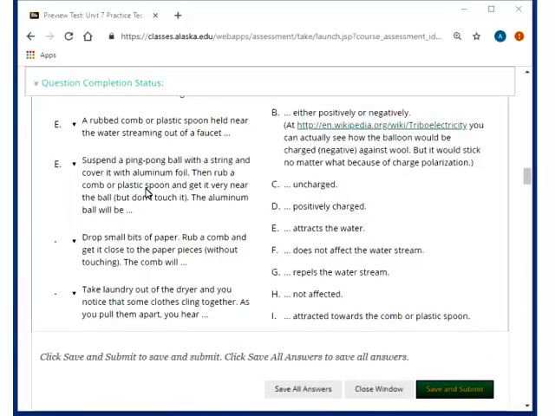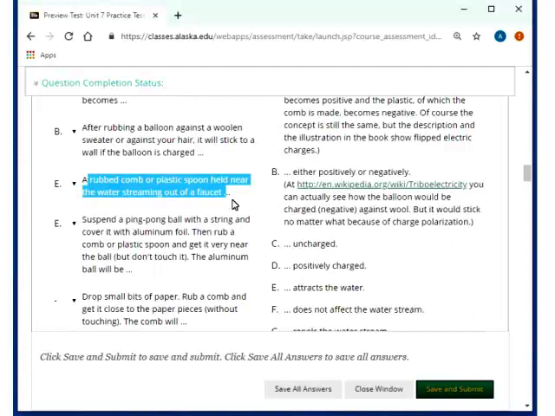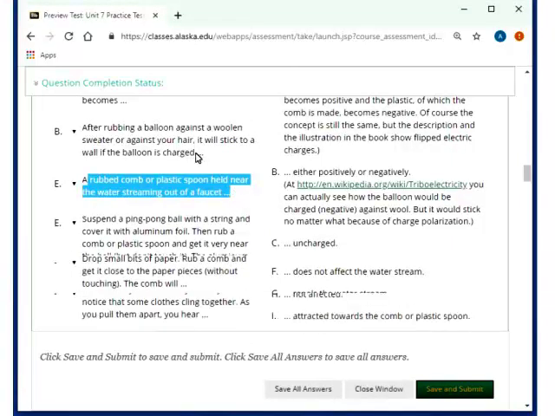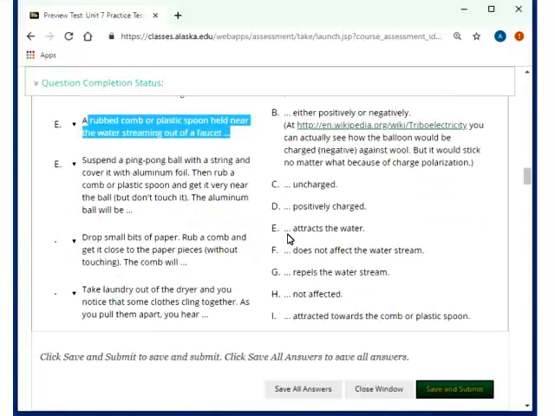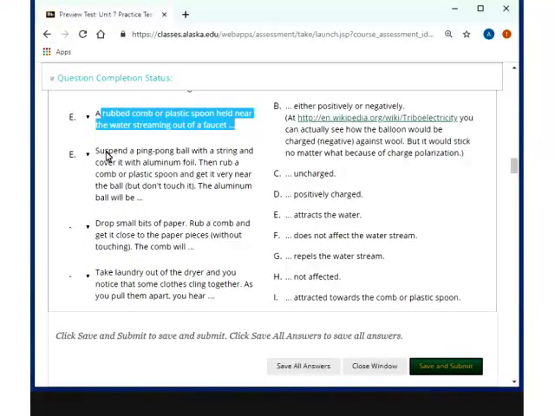A comb or plastic spoon held near the water streaming out of a faucet. Oh, the grammar didn't work with this one. Oh yeah, it attracts the water. Okay, that one is correct. So here I chose the wrong one. There we go. I said it correctly.